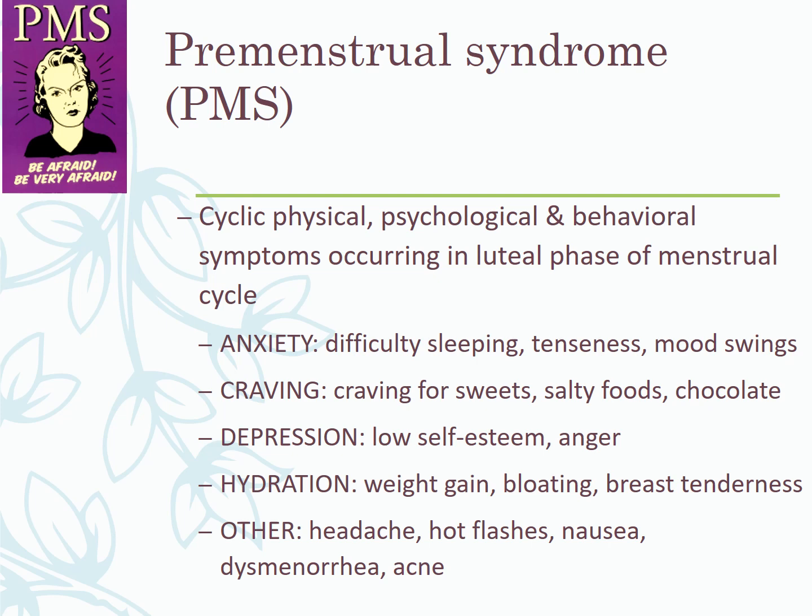Ovarian function is necessary, though, for it to occur. So once the ovaries are out, then they're not going to have this any longer. It must occur regularly prior to menstruation to be considered PMS.